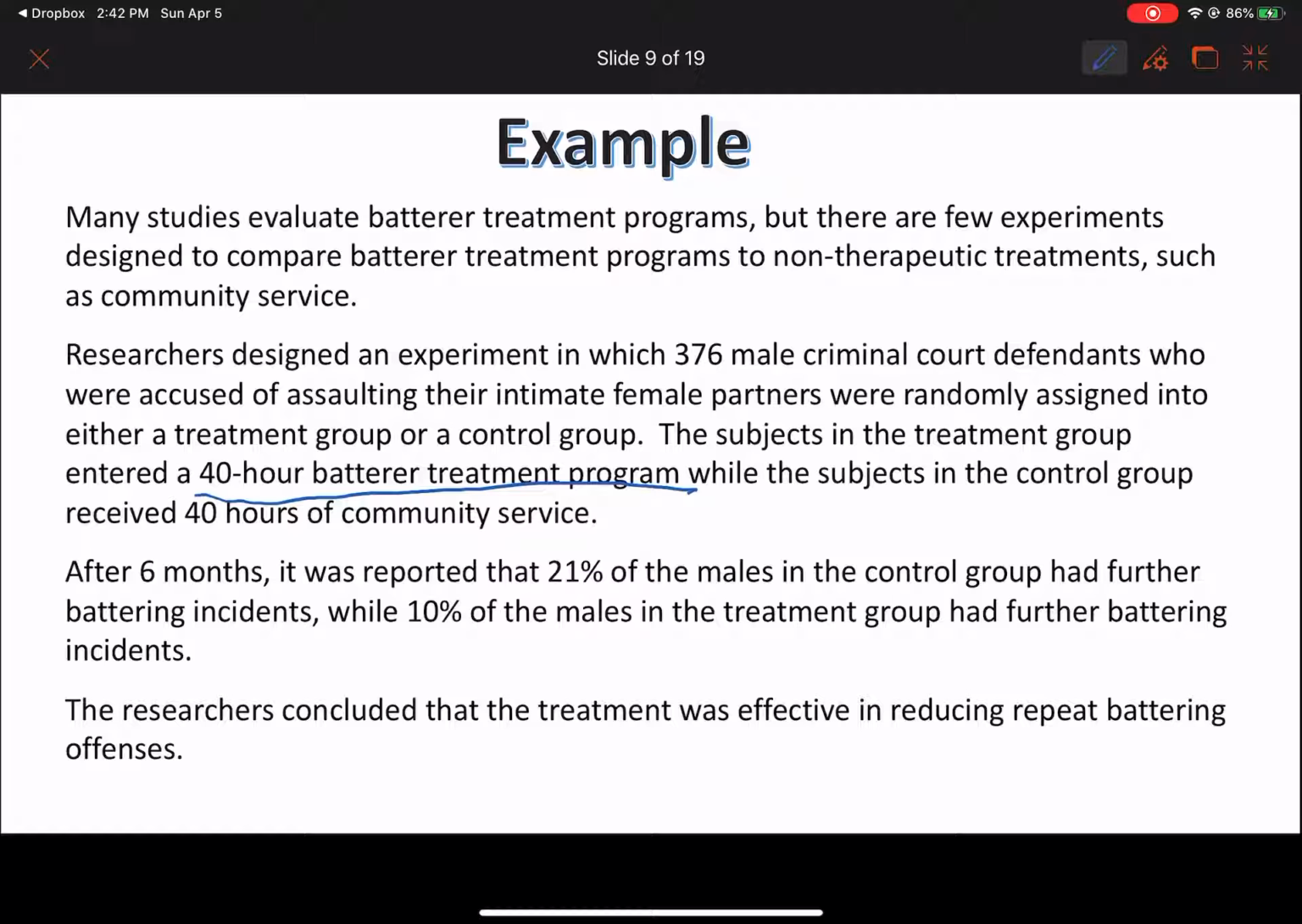After 6 months, it was reported that 21% of the males in the control group had further battering incidents, while 10% of the males in the treatment group had further battering incidents. The researchers concluded that the treatment was effective in reducing repeat batterer offenses.